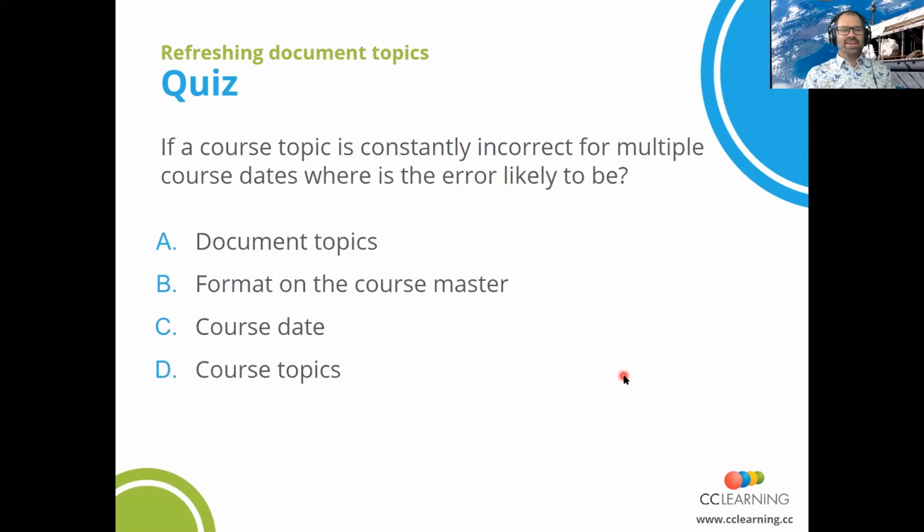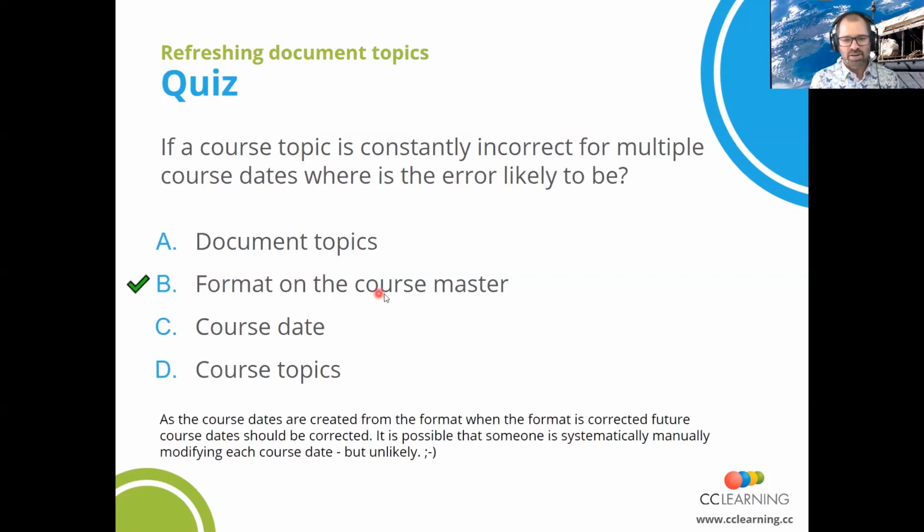Okay, so these are brain teasers almost. If a course topic is constantly incorrect for multiple course dates, where is the error likely to be? Because the course topic is found on the course date, if it's constantly incorrect for multiple course dates, where is the error likely to be? So remember, think about where the information for the course topic comes from. It comes from the format on the course master. So it must therefore be the format on the course master.